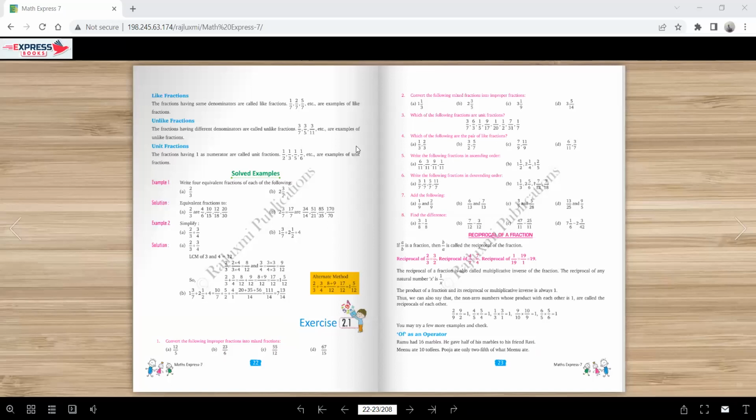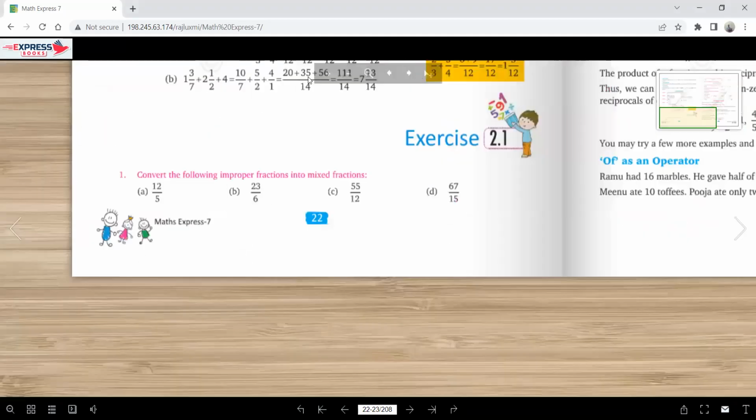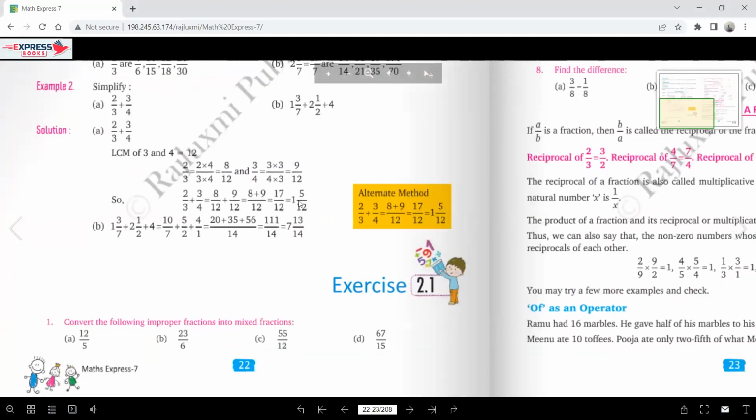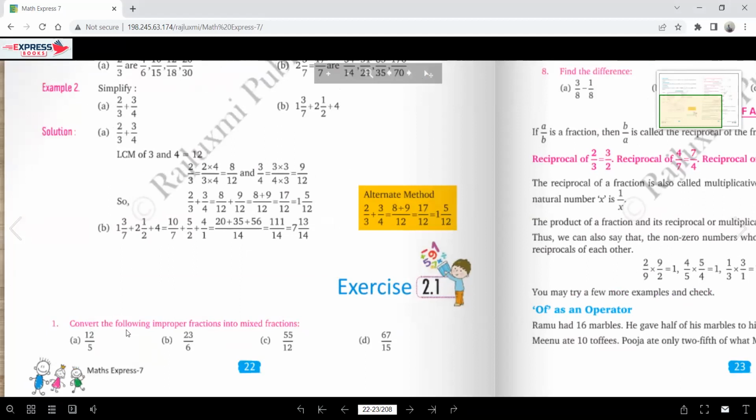So I'll just share the pic with you. Look at this, I'm just sharing the pic as well. You can see the pic. This is exercise 2.1, page number 22. You can see that the first question says: convert the following improper fraction into mixed fraction.